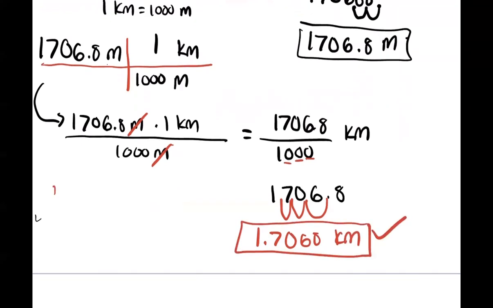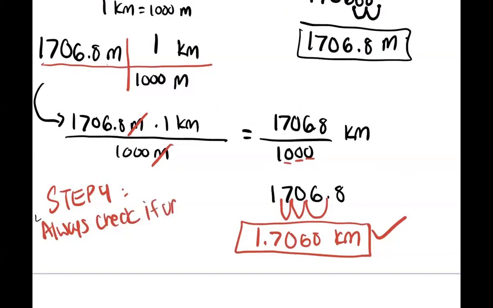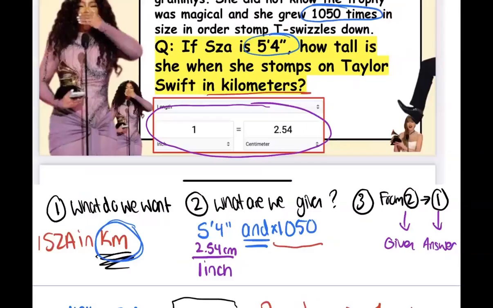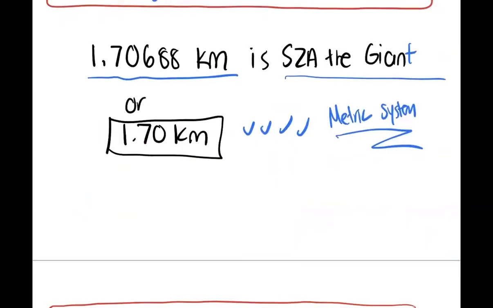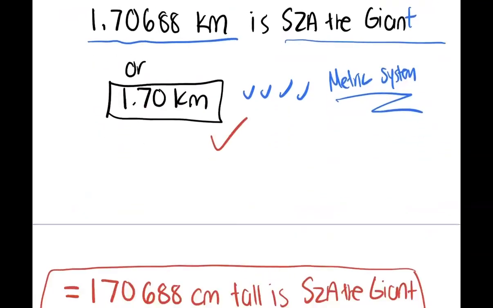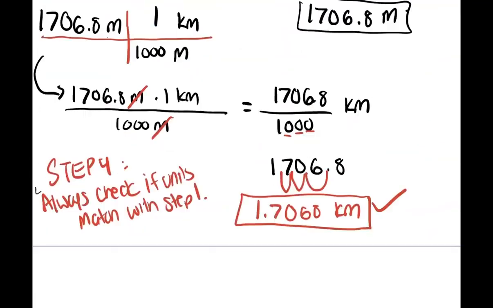Now, step 4 is always check if units match with step 1. What do we want? Kilometers. Is that what we got? We got that here, and we did another way, we got it here again.